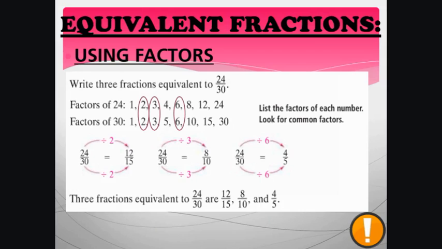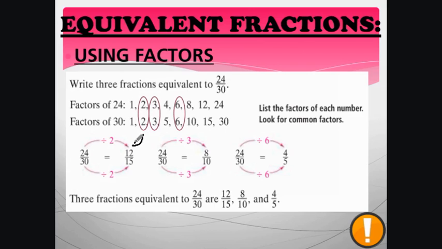With that knowledge of equivalent fractions, we are going to talk about using factors. We're finding the GCF, the greatest common factor, in order to find and solve for at least 3 different types of equivalent fractions. So this is an example. We're asked to write 3 fractions that are equivalent to 24/30. The first thing that needs to be done is we need to list out all of the factors of each of these values. So listed here are all the factors of 24, and then all the factors of 30. And we look at those common factors, which are circled.